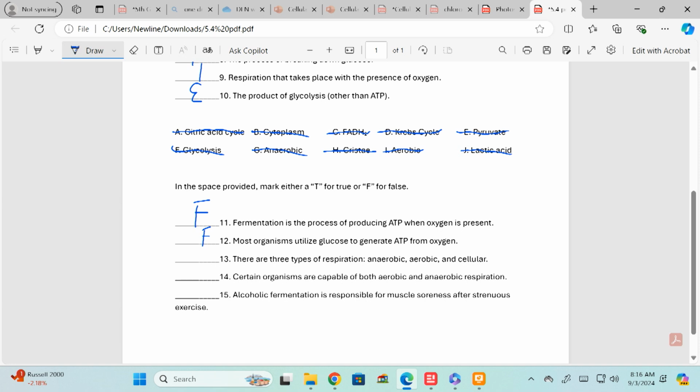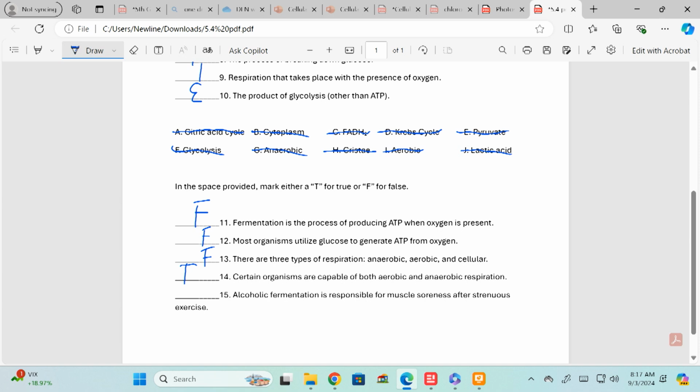So let's go to 13 then, the next one. 13 says, there are 3 types of respiration, anaerobic, aerobic, and cellular. This is false. I would say there's only 2 types of respiration, aerobic and anaerobic. Okay, so that's false. Okay, let's check 14. Certain organisms are capable of both aerobic and anaerobic respiration. That's true. Humans and most animals can certainly do both. We will always do aerobic when there's oxygen and anaerobic when there's not oxygen, so we can do either one.